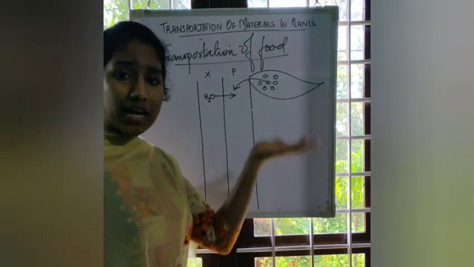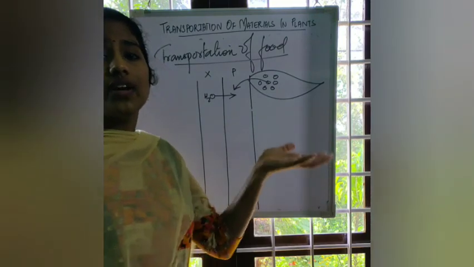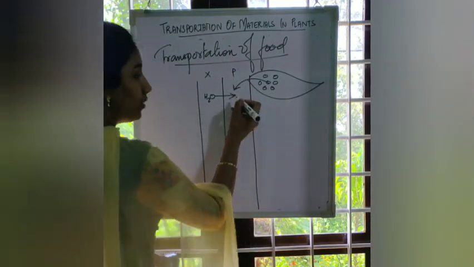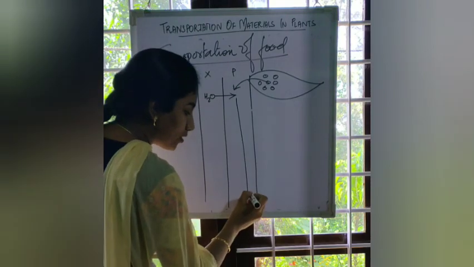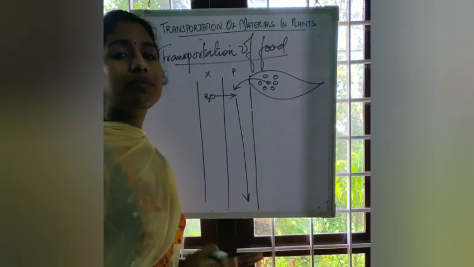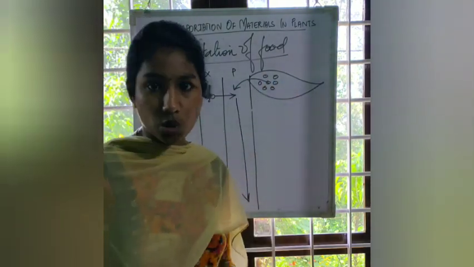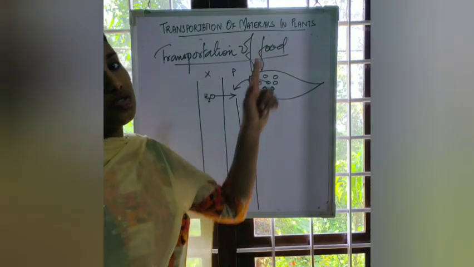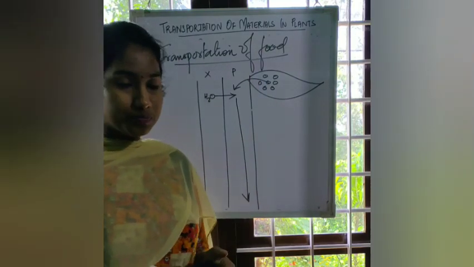So when there is high pressure, they tend to move to a region where there is low pressure. So from here they will go to a place where there is low pressure. That will be the place where the food is required. This is how food is transported in plants.